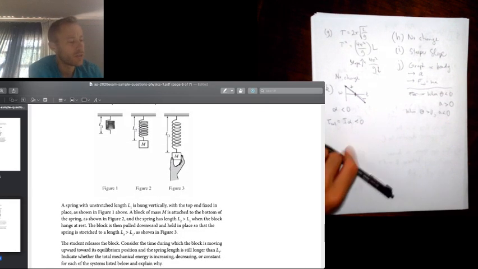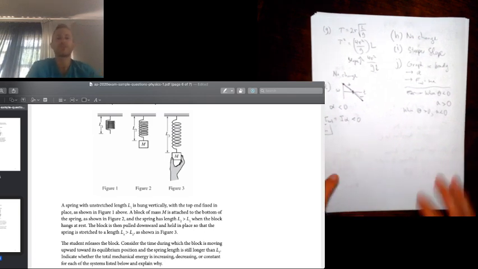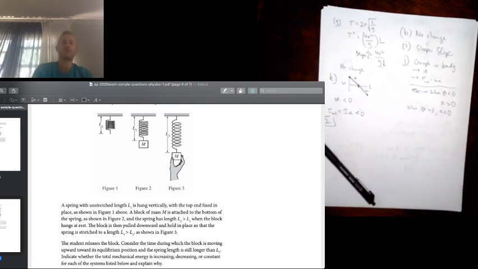All right, we're finally on to question 2. A spring with an unstretched length L is hung vertically with the top end fixed in place as shown above. A block of mass M is attached to the bottom of the spring as shown in figure 2.